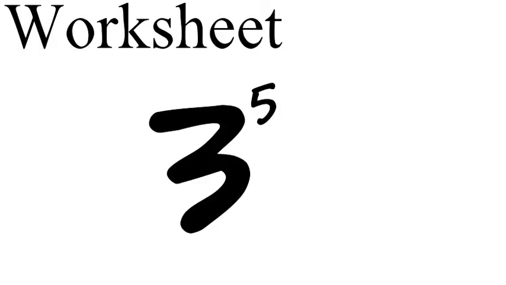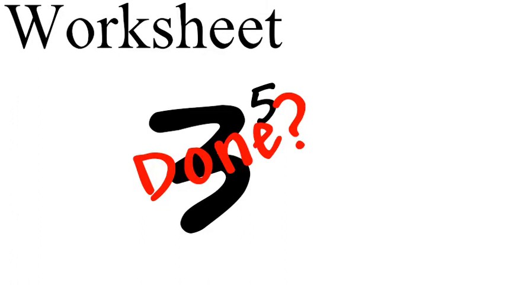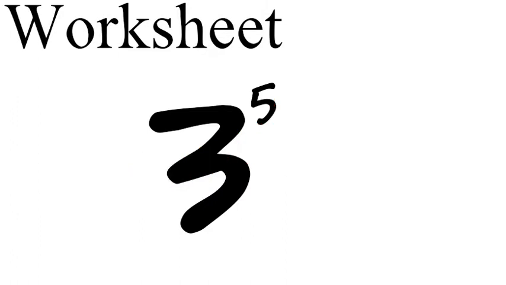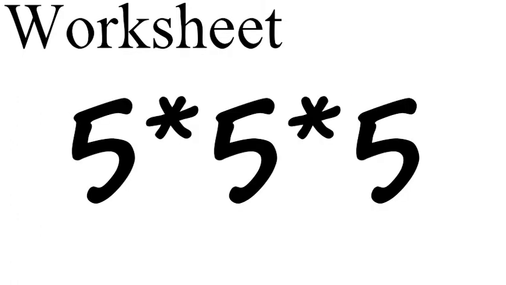Alright, using exponents is easy. You just write a small number next to a normal-sized one. You just have to know how to use them. That small number indicates how many times you multiply the big number by itself. For our example, we have 5 times 5 times 5. So 5 times 5 times 5 can be rewritten as 5 cubed?